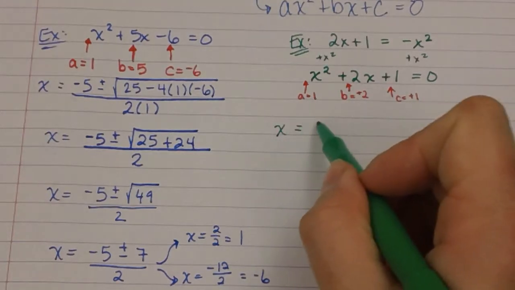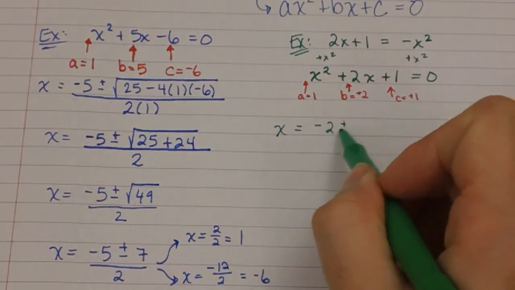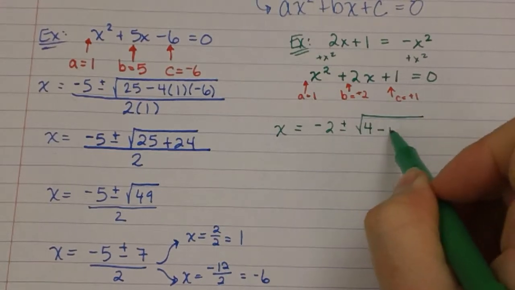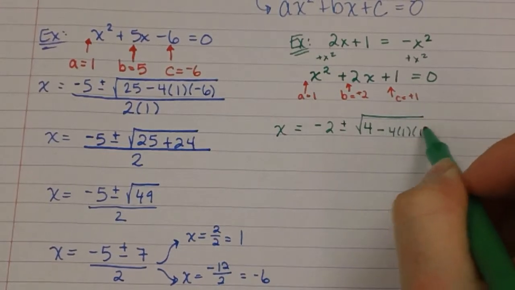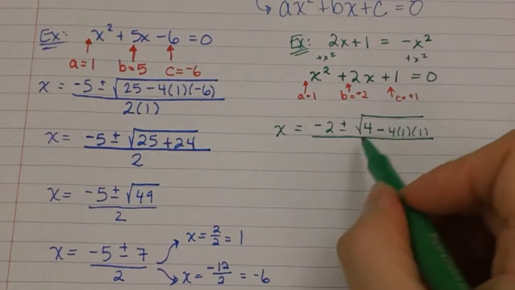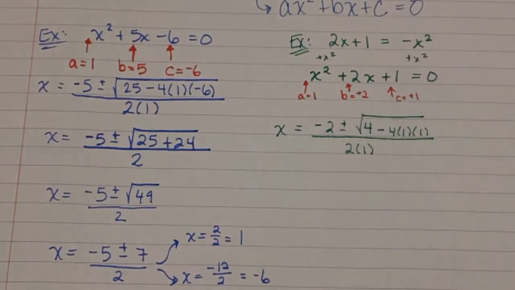X equals opposite b plus or minus the square root of b squared minus 4ac divided by 2a.